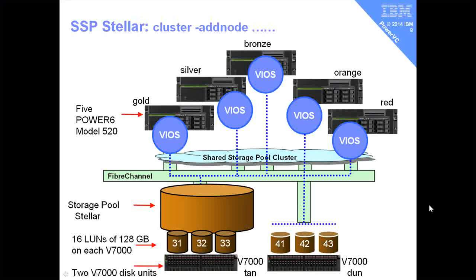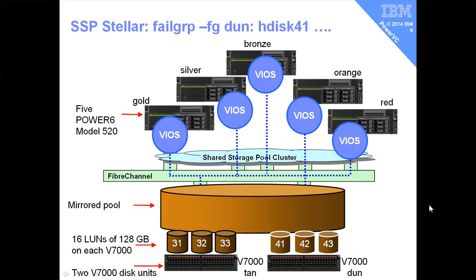Now then, because we want to be able to recover from disaster, if the whole V7000 goes down, we want our cluster to stay up and still be able to do disk I/O. So we then run a command called the failure group, and we give it the name of another set of disks. We make sure that those two sets of disks are completely separate on two different disk subsystems. In my case, they're called TAN and DONE. And then we can recover and carry on running even if one of those fails.